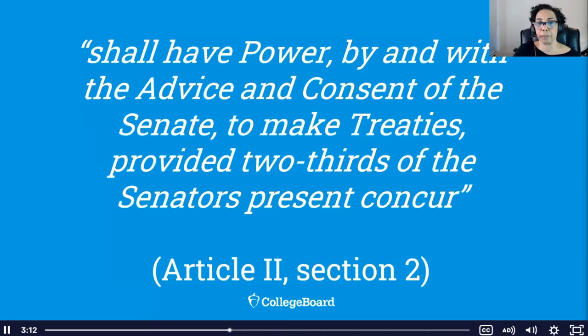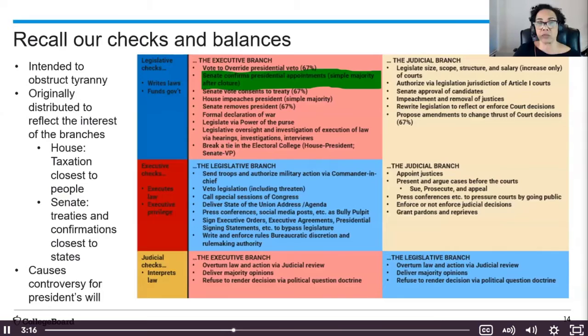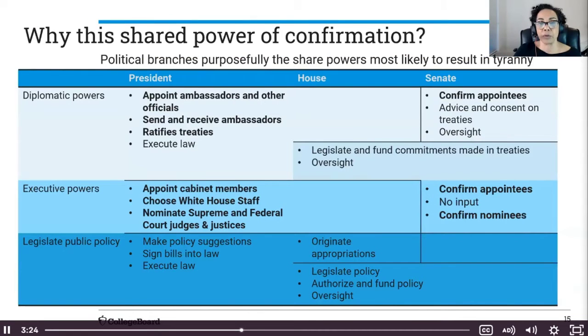Okay, I've got highlighted here from this graphic, you've seen it before, the Senate confirms presidential appointments. And so that is a legislative check on the president. And here under executive power, appointing cabinet members, choosing White House staff, nominating Supreme and federal court judges and justices. Cabinet members need to be confirmed. White House staff do not need to be confirmed. The judges and justices, they must be confirmed. So no confirmation of these White House staff.